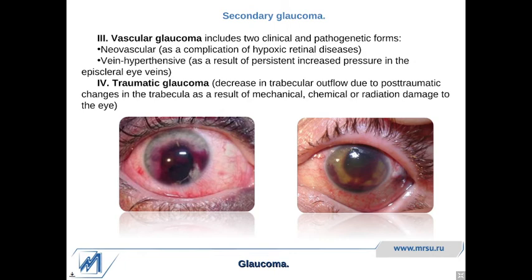The third variant of secondary glaucoma is vascular glaucoma, which includes two clinical and pathogenic forms: neovascular and vein hypertensive glaucoma. And the fourth one is traumatic glaucoma, a decrease in trabecular outflow due to post-traumatic changes in the trabecular as a result of mechanical, chemical, or radiation damage to the eye.